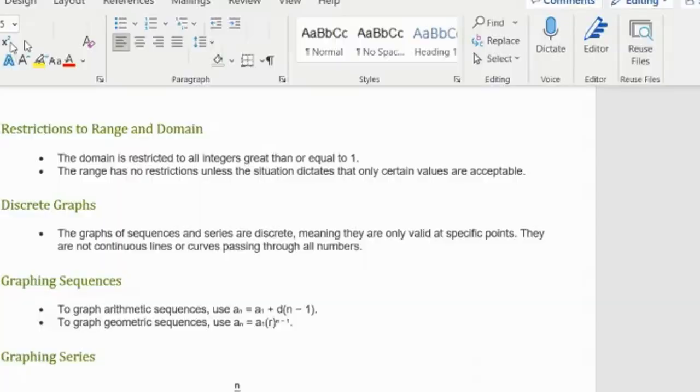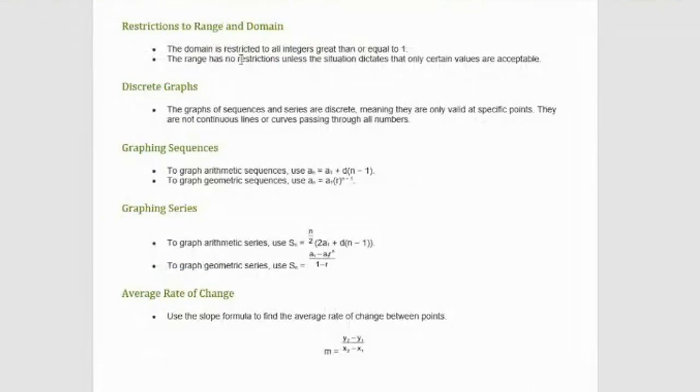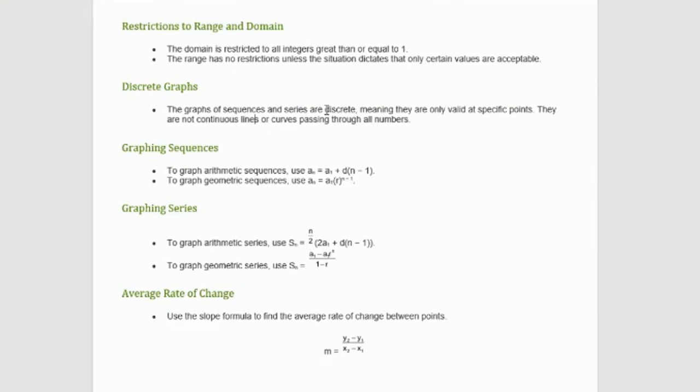Okay. Our summary of that tells us, this is from lesson 5.08. Remember, our domain is restricted to all integers, greater than or equal to 1. The range has no restriction. Discrete graphs. Let's talk about that terminology. The graphs we're making are discrete, which means they're not continuous. Continuous has the lines. There's two types of graphs, continuous and discrete. Discrete is just the actual values without anything in between. No curves, no lines. So we're making discrete graphs.